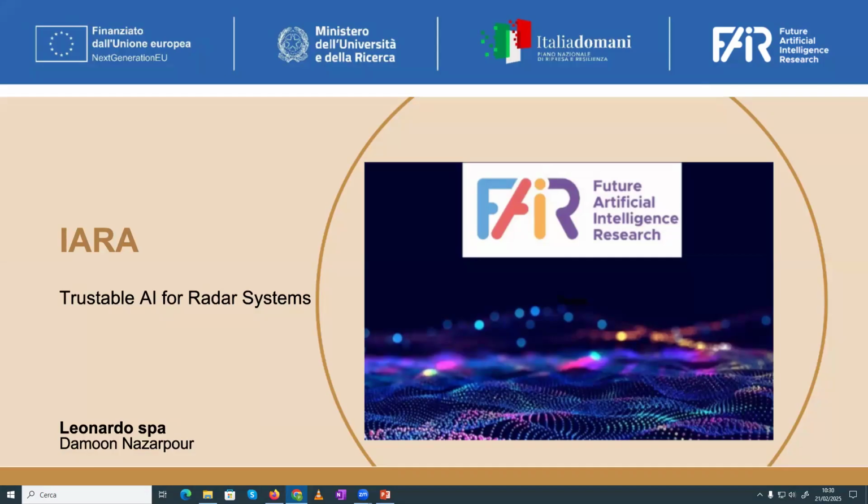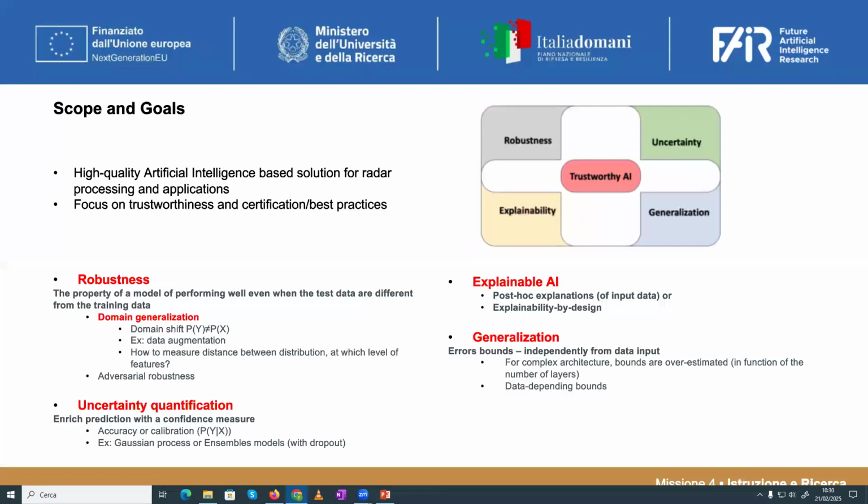Today, I'm presenting the project Yara, which is in collaboration with Sapienza University. The focus of the project is working on trustable AI models for radar applications. By trustable, we can point to 4 different pillars of trustworthy AI, for example. We could have an explainable model, or we can focus on the generalization power or uncertainty quantification. But in our case, we decided to put effort behind the robustness aspect of the models.